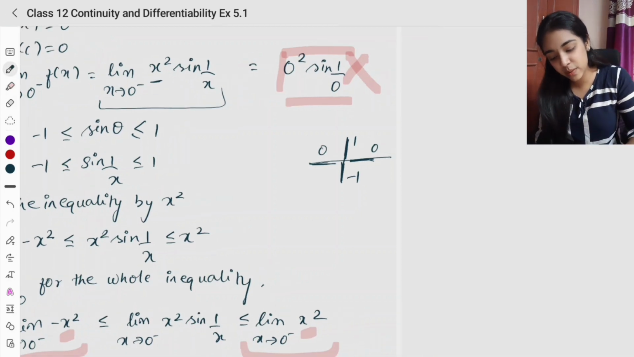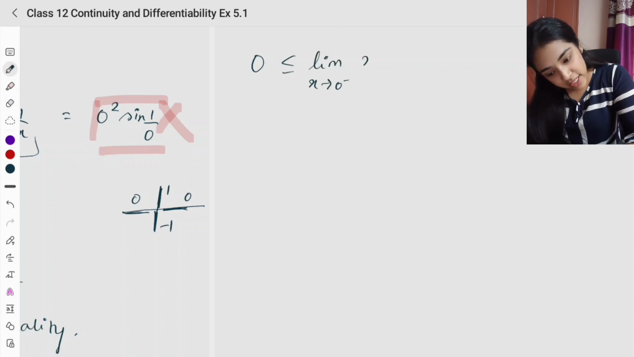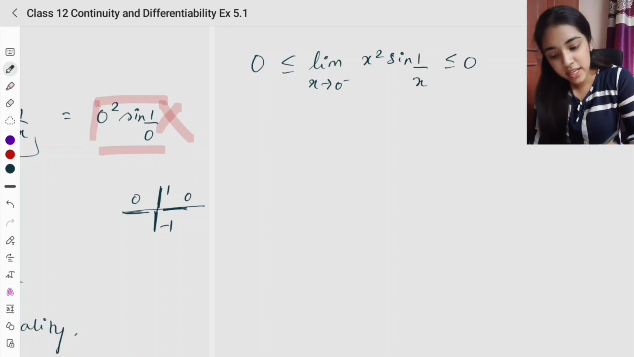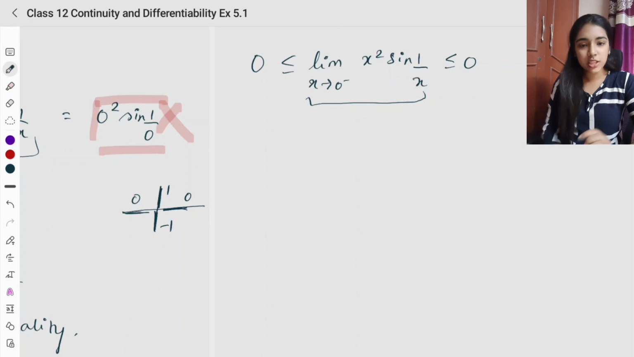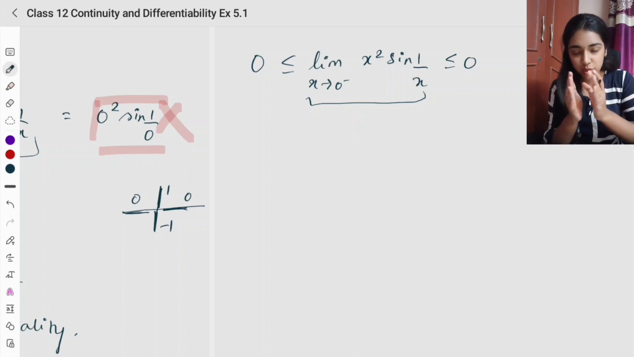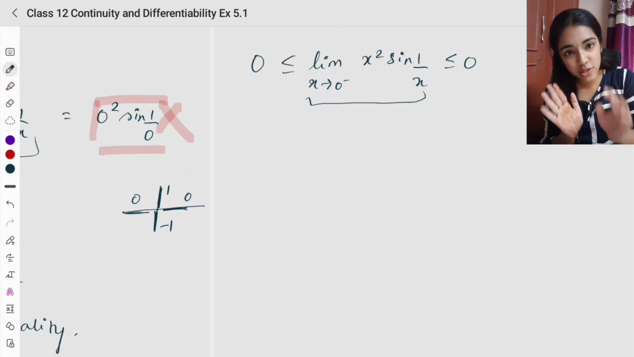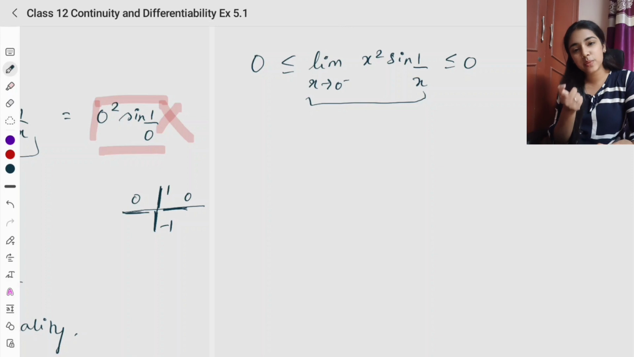So how does my inequality change now? I am going to have 0 less than or equal to limit x tends to 0 minus of x square sine 1 divided by x less than or equal to 0. If you have an inequality, in between you have a limit term and left hand side right hand side you have the value of 0. So when do you have one term which is surrounded by zeros and the value is 0 irundha? So the value has to be definitely 0. So you're looking for the value of limit x tends to 0 of x square sine 1 by x.